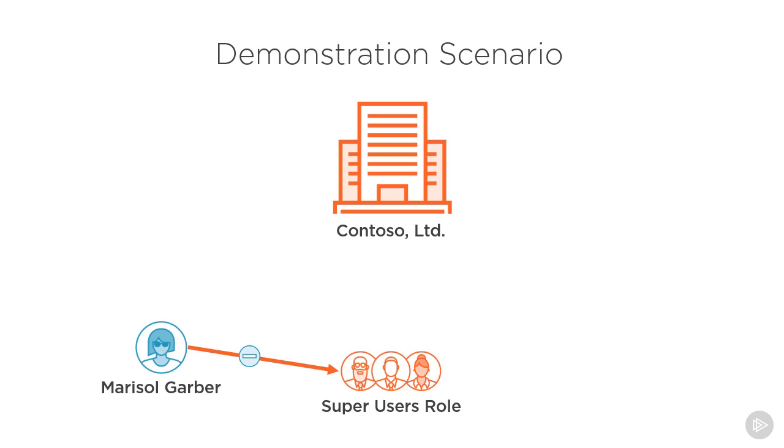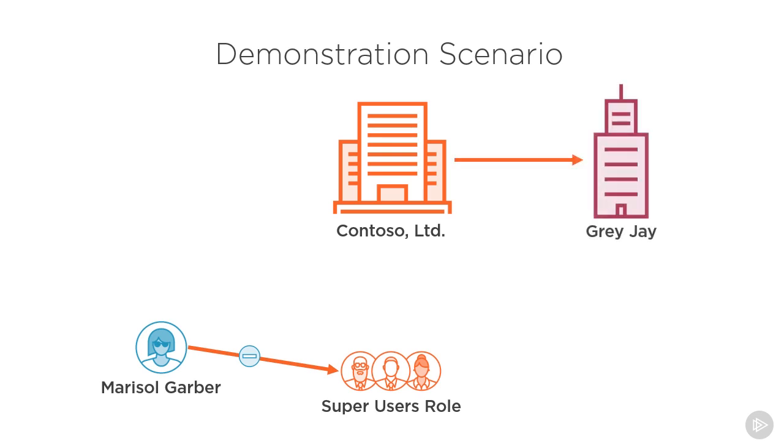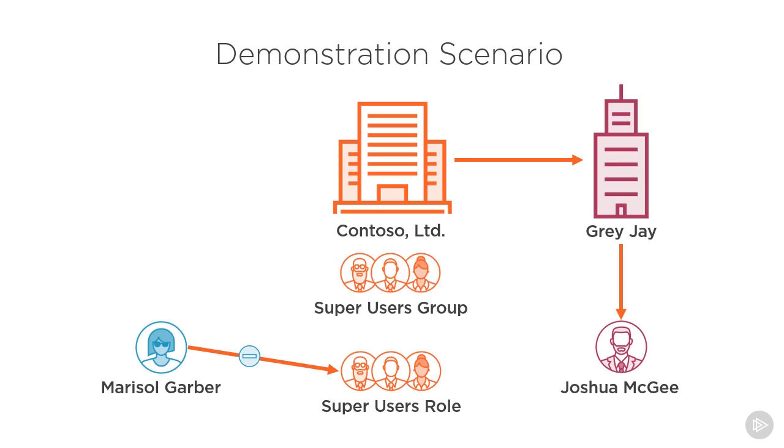The next portion of this scenario is, if you'll remember, Contoso Limited recently acquired a company named GreyJ. One of the employees in GreyJ is Joshua McGee, and he needs to be a member of the super users to recover documents. Now, as we discussed before, the best practice is not to directly assign users to the super users role. So a group called the super users group has been created. We're going to make Joshua McGee a member of that super users group, and then assign that super users group the super users role. So let's go over to Visual Studio Code and run through these two scenarios.